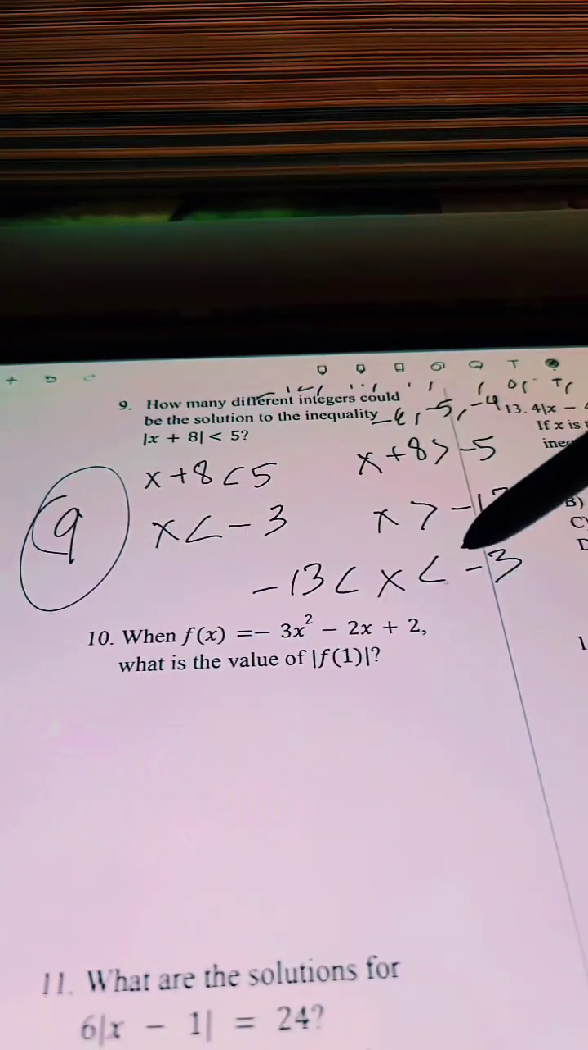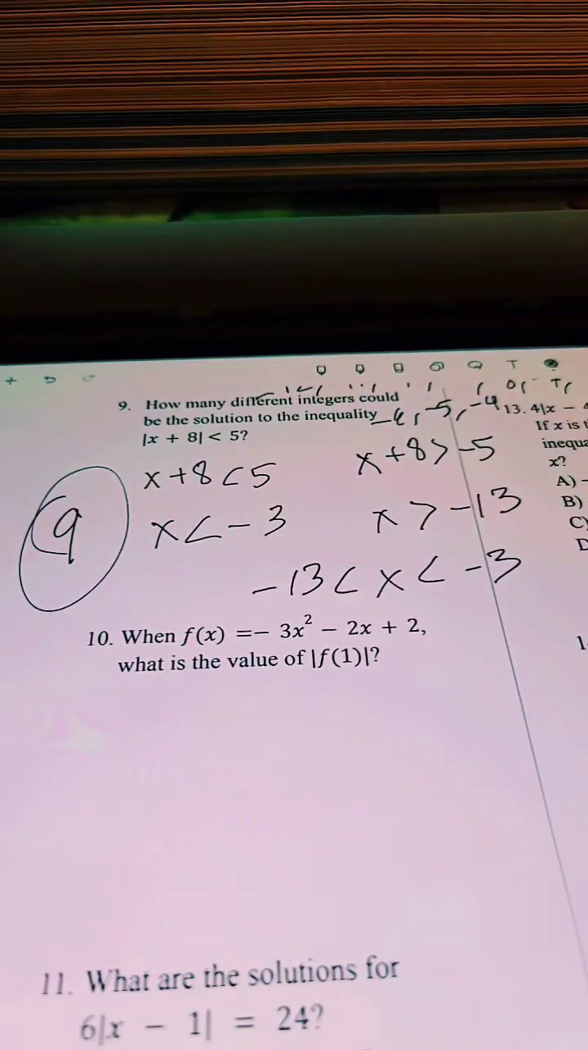Any integers less than negative 3 and greater than negative 13? Yes.